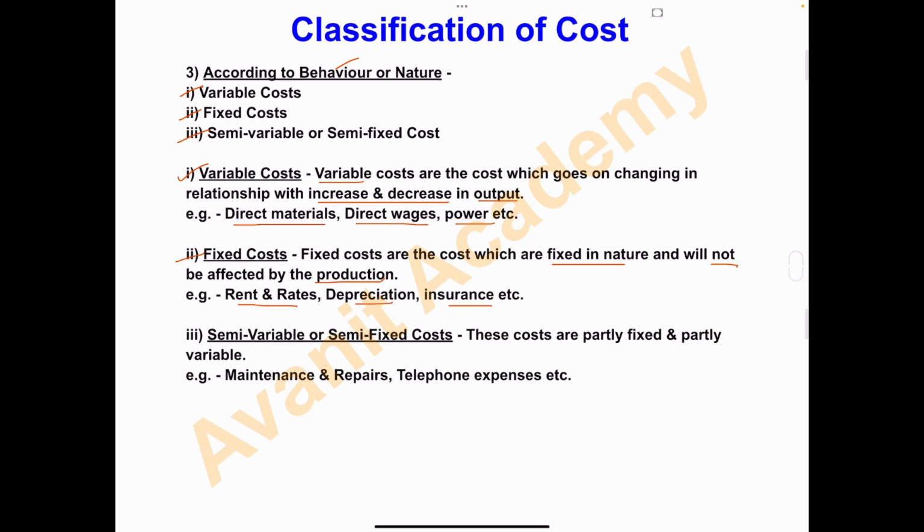The last one is semi-variable or semi-fixed cost. These are the costs which are partly fixed and partly variable. They are not completely variable and they are not completely fixed. They are semi-fixed and semi-variable. Such types of cost are called semi-variable or semi-fixed cost. Examples are maintenance and repairs, telephone expenses, etc.